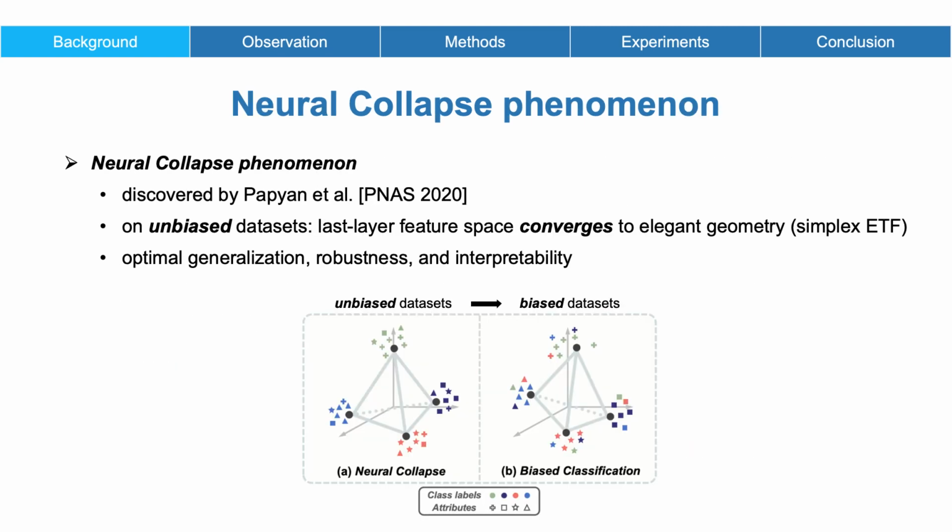As the theoretical background, our work is based on the neural collapse phenomenon. It has been discovered that, at the terminal phase of model training on unbiased datasets, the last layer feature space will converge to an elegant and symmetric geometry called simplex ETF. The geometry ensures the maximized class-wise separation of feature space, which implies the optimal generalization, robustness, and interpretability of models. In light of previous research, our work extends the investigation of the neural collapse phenomenon to biased datasets and analyzes the fundamental issues of biased classification.